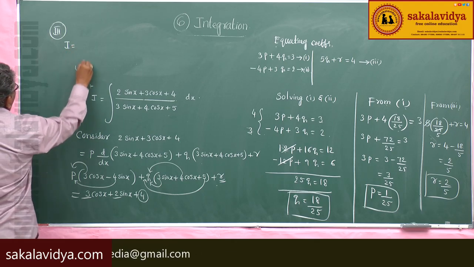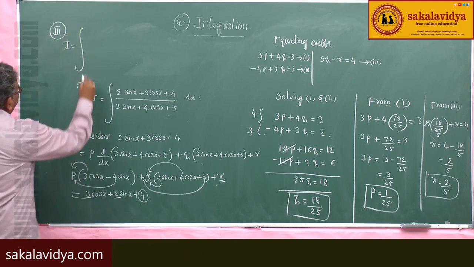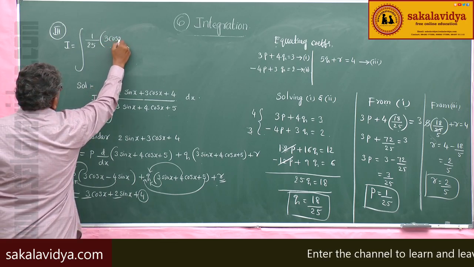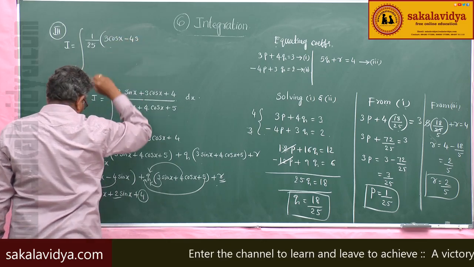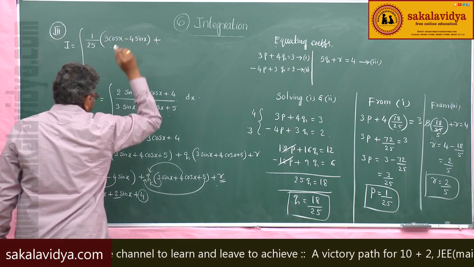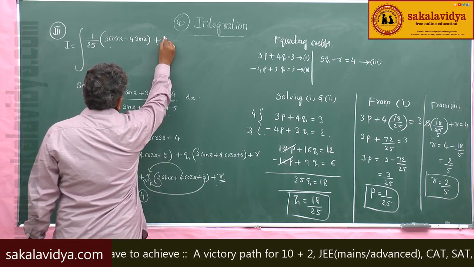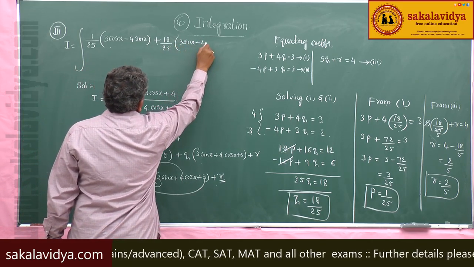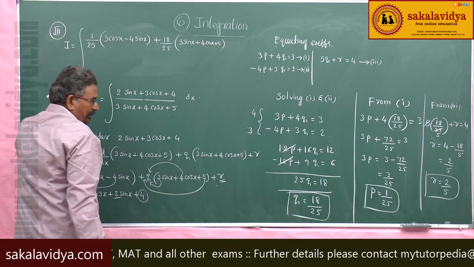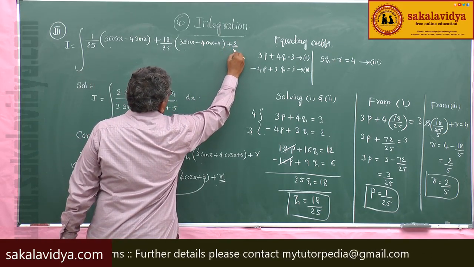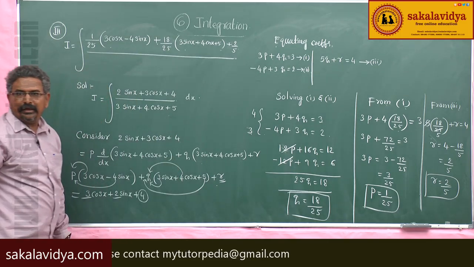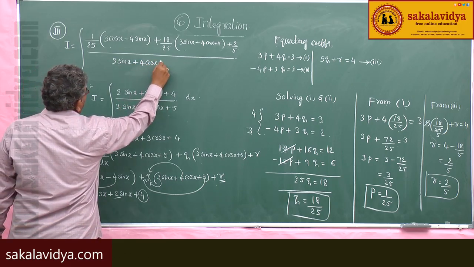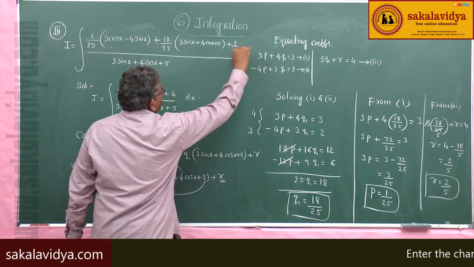So now this integral can be written like this. I can be written as the integral of p, 1 by 25, times the derivative of the denominator, 3 cos x minus 4 sin x, plus q, where q stands for 18 by 25, into (3 sin x plus 4 cos x plus 5), plus the r value 2 by 5, divided by 3 sin x plus 4 cos x plus 5 dx. This is the variable of integration.